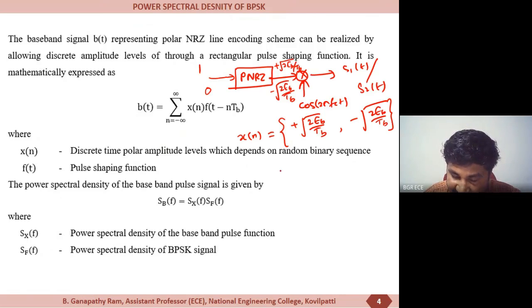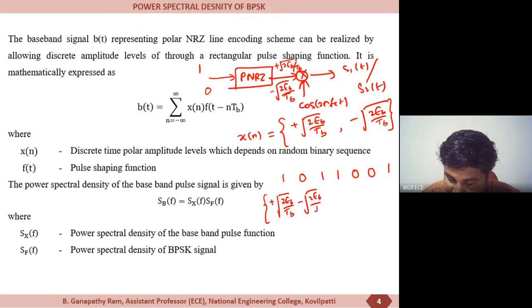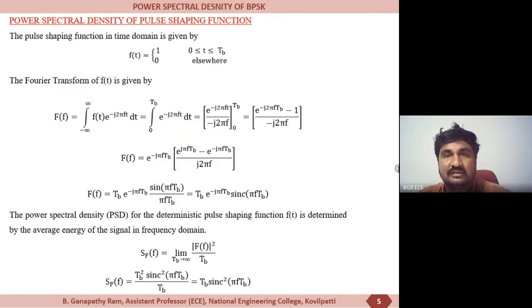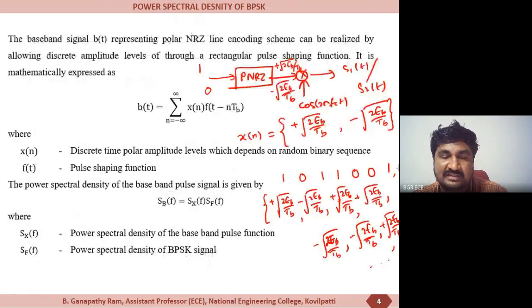Suppose the input binary sequence is 1 0 1 1 0 0 1. Then the corresponding random binary data x of n is plus square root of 2Eb by Tb for 1, minus square root of 2Eb by Tb for 0, then plus square root of 2Eb by Tb for the next one, plus square root of 2Eb by Tb for the next one, then minus square root of 2Eb by Tb, then minus square root of 2Eb by Tb, then plus square root of 2Eb by Tb, and it goes on up to the consecutive binary sequence.